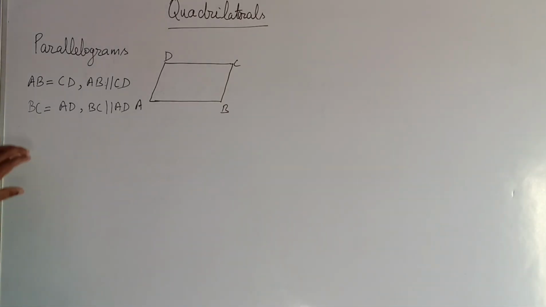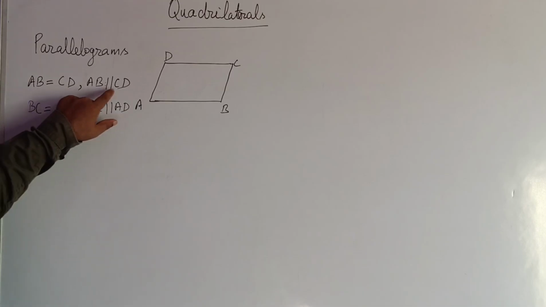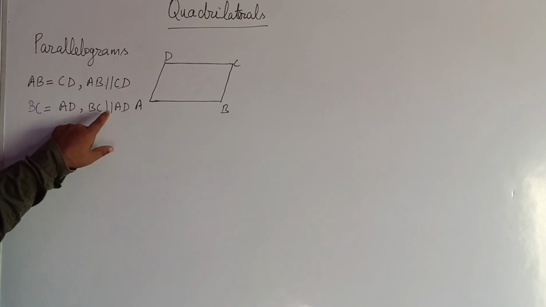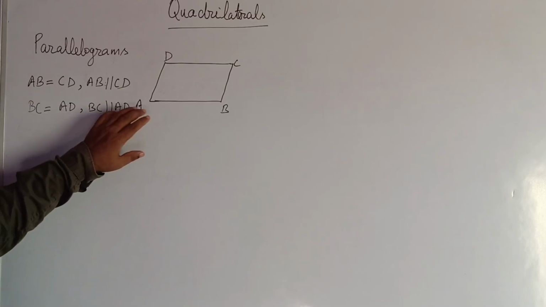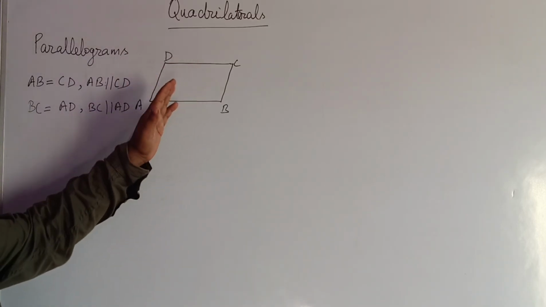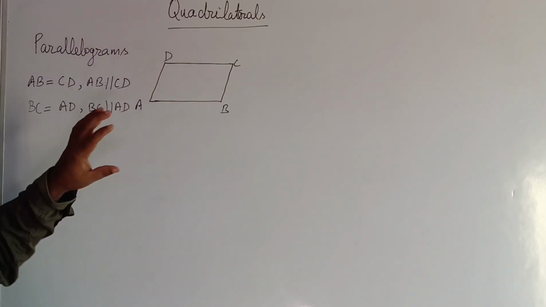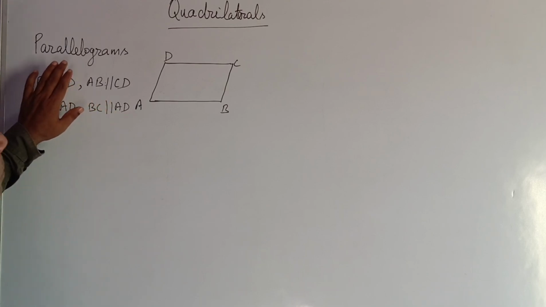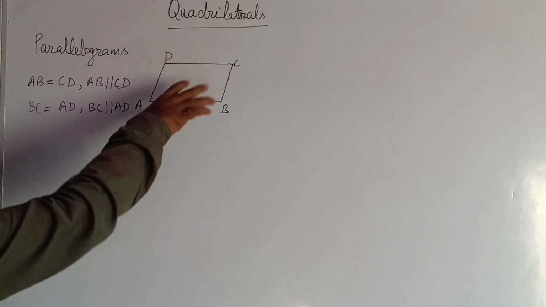Since AB is equal to CD and AB is parallel to CD, and BC is equal to AD and BC is parallel to AD, it means the opposite sides are equal and parallel to each other. This fulfills the condition of being a parallelogram. So this is a parallelogram.